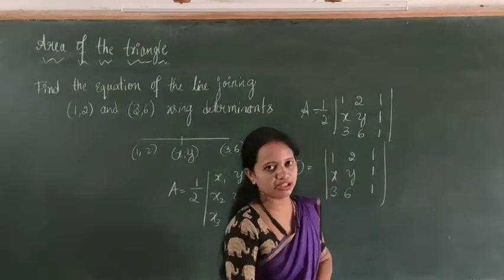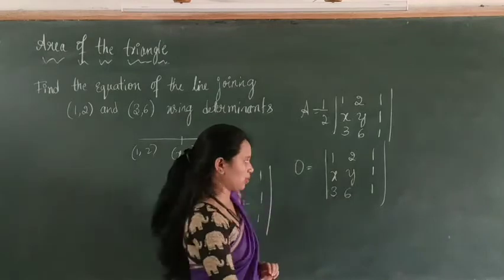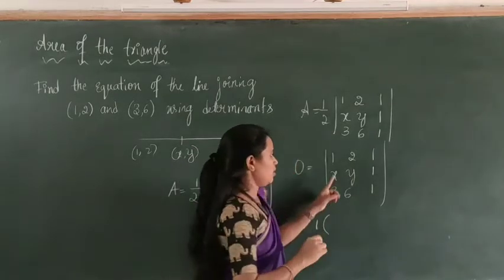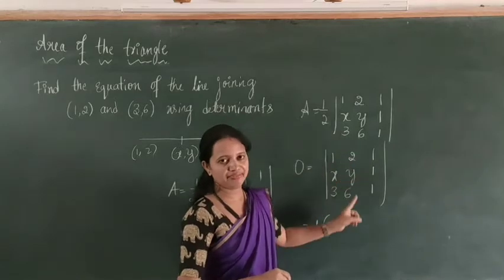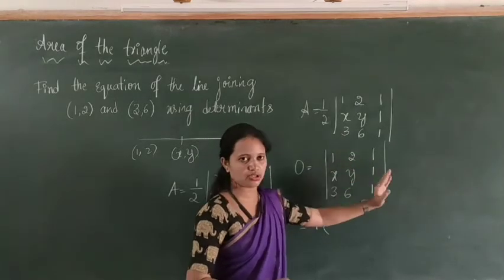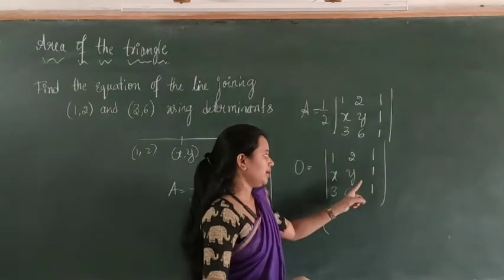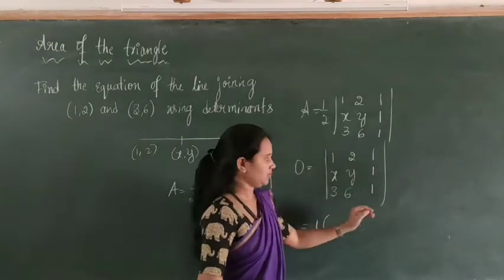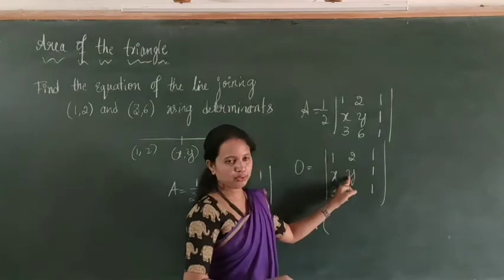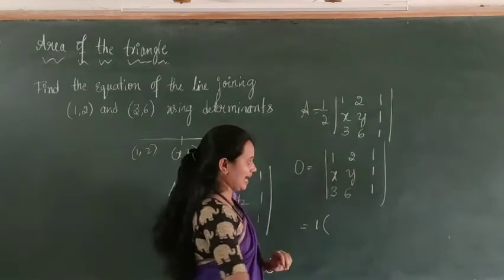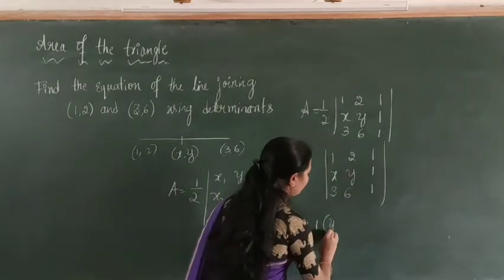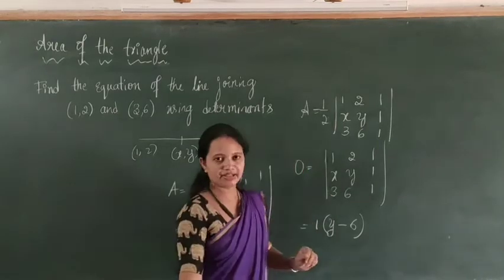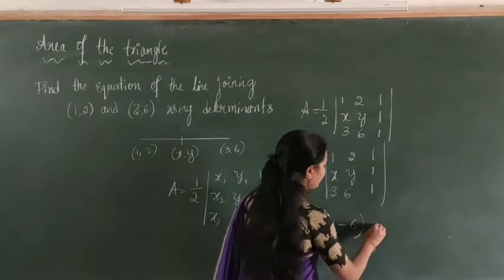Now expand the determinant along the first row. So here the first element is 1. 1 is in the first row and first column. Delete the first row and first column, and the remaining elements are y, 1, 6, 1. Now we have to cross multiply the diagonals: y into 1, y, minus 6 into 1, 6. And the middle sign is minus.